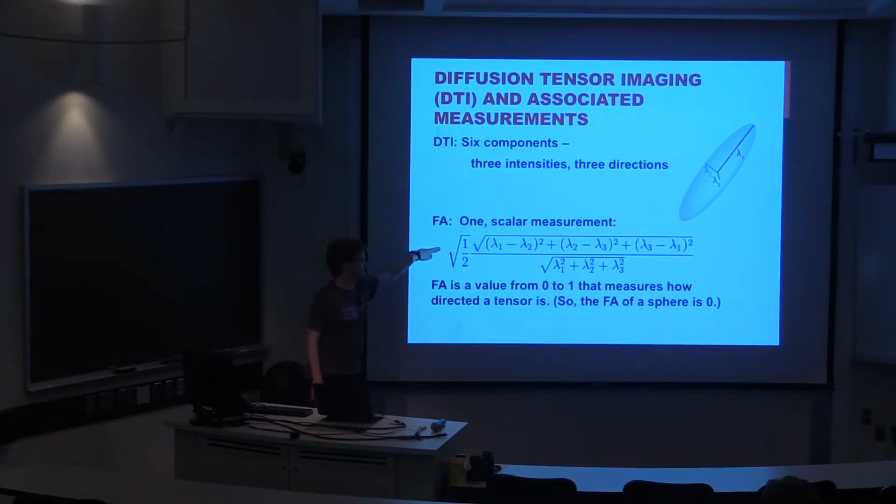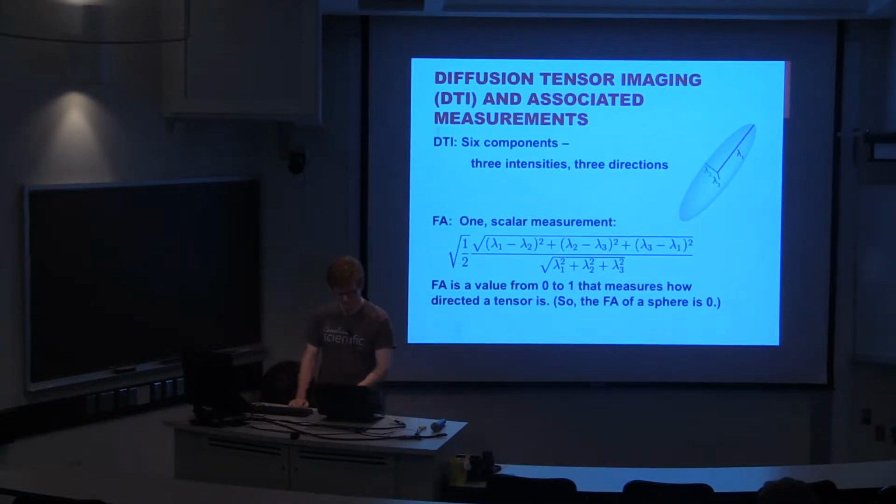which is indicated by this equation. Essentially what you need to know about FA is that it measures how directed each one of these tensors is. So it's a value between 1 and 0. A sphere would have no direction, therefore it would be indicated by an FA value of 0, whereas a very directed tensor would have a very high FA value, close to 1, and an FA value close to 1 would say that there's probably going to be white matter in this area, and it's probably going to be very, very highly directed.